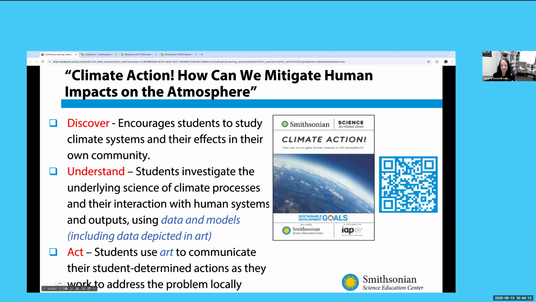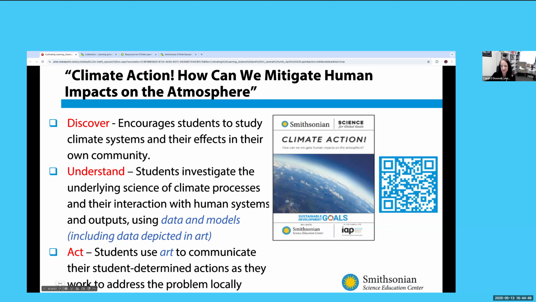And then finally, the last section of each lesson is Act. This is where students are using different tools, including art, to communicate their student-determined actions as they work to address the problem locally. And I loved the examples that each of you put in there, whether they're stop motion videos showing the water cycle that the students have created. I have a 7-year-old granddaughter, and she creates videos so quickly, and I cannot believe what students could do today to communicate their knowledge, or whether they're using paper mache to communicate their understanding of a local problem.